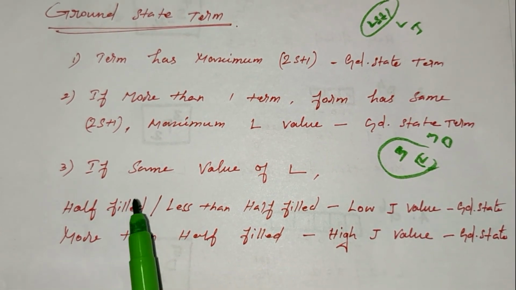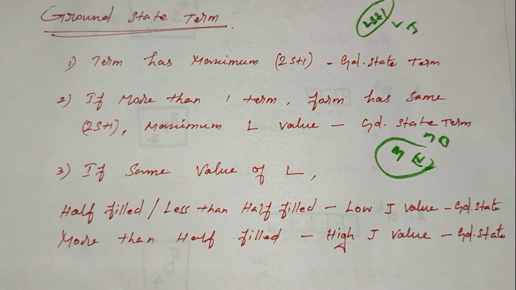Next, if the L value is the same, how will you calculate the ground state term? Half filled or less than half filled: the lowest J value is the ground state term. For a more than half filled configuration, the higher value of J is the ground state term. These should also be kept in mind.